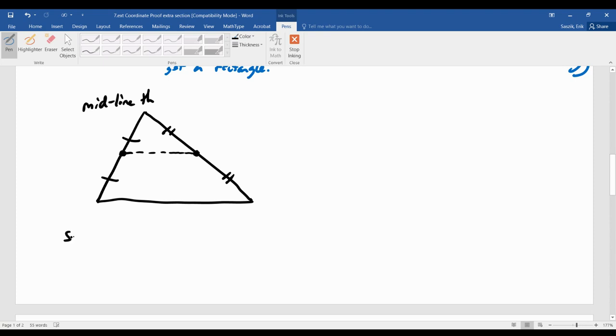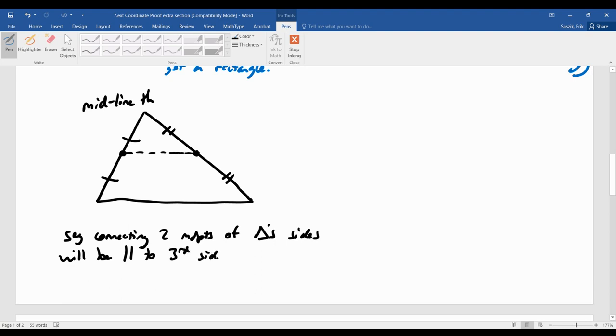Okay? Segment connecting two midpoints of triangle's sides will be parallel to third side of triangle and half its length. Now, let me show you why. All right? Why is this going to be parallel and half the length of that?